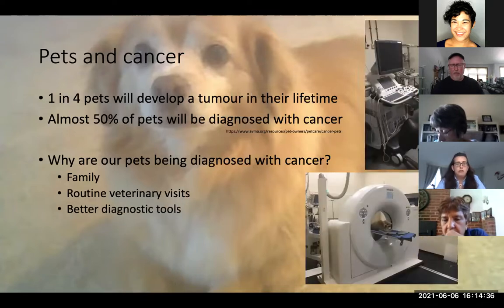And then the last thing is that we have better diagnostic tools. Frequently, probably 2 or 3 times a week, I do a CT on a patient. X-rays and ultrasound and routine blood work are done daily at the hospital, and it's not uncommon. Most people have access to this advanced imaging, maybe not at their general practice, but they can be referred and have their pet have more advanced imaging.